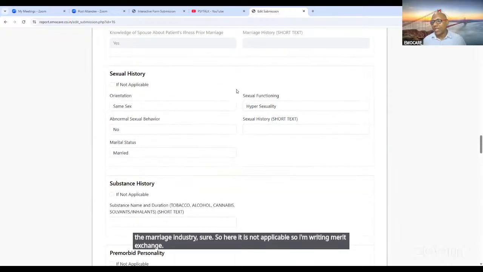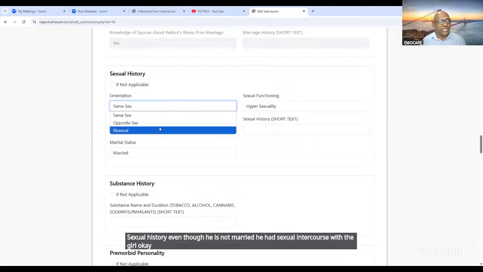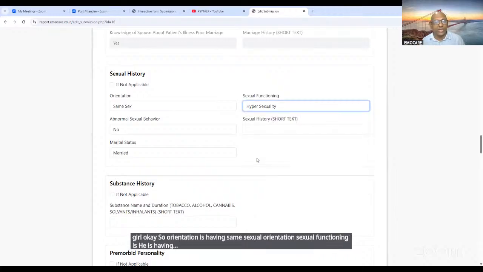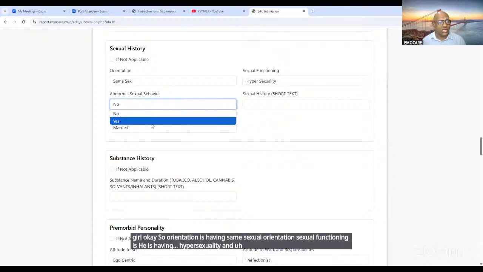Sexual history. Even though he is not married, he had sexual intercourse with a girl. Okay. So orientation, he is having same-sex orientation. Sexual functioning is, he is having hypersexuality and abnormal sexual behavior. Yes. Okay.